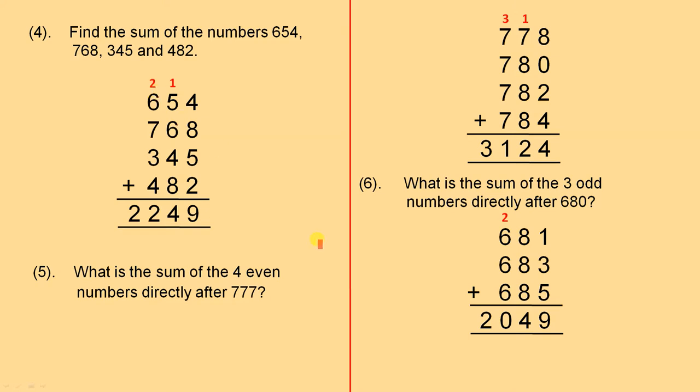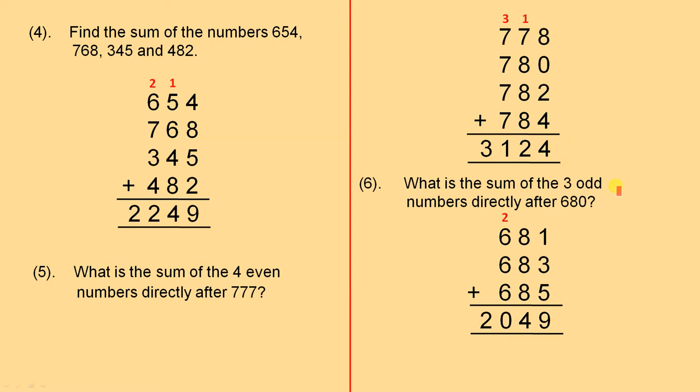What is the sum of the 4 even numbers directly after 777? Now the next even number after 777 is 778. Then we just go up by 2, 780, 782, and 784. When you add those numbers together, you get 3,124. So just check that addition sum.